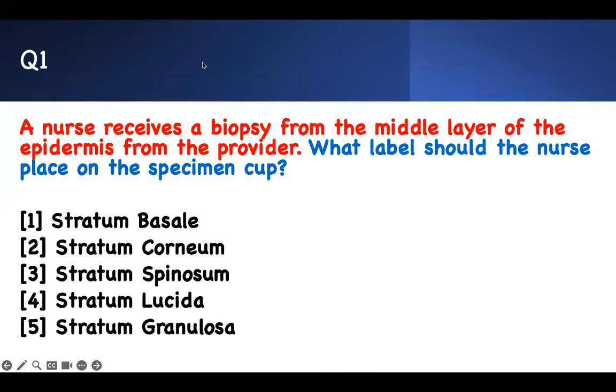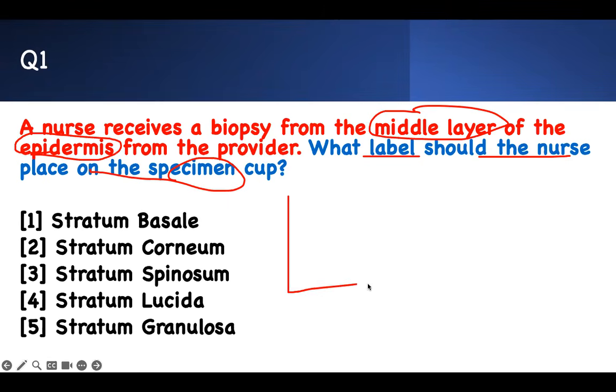First question, what do we have? Straightforward question, right? Which label should the nurse place on the specimen? They receive a specimen, what label should we put on it? The nurse receives a biopsy from the middle, key fact, of the epidermis, key fact. Okay, buzzwords from the provider. What label should the nurse put on it?